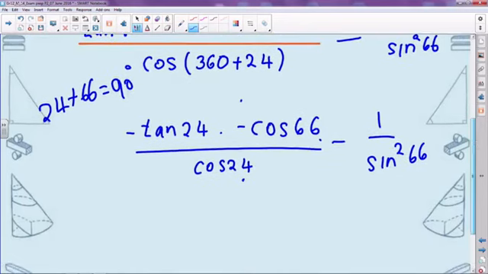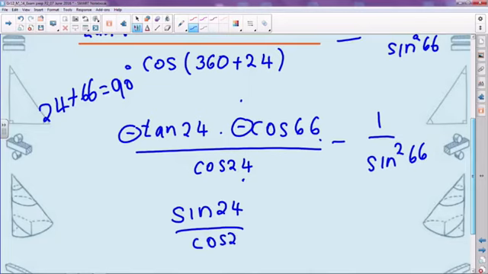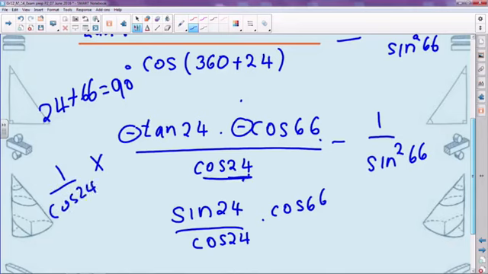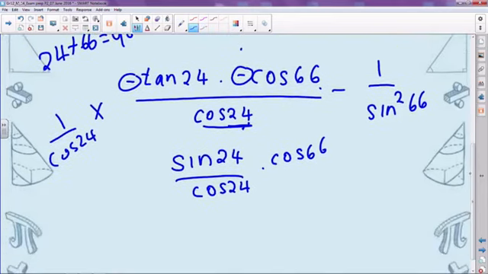Now, minus times a minus in the top is a positive in my numerator, so overall that's just going to give me a positive sign. Tan of 24, remember you can rewrite tan from identities as sine 24 over cos 24, and then we've got times cos 66. And then remember this was all over cos 24, so it's basically like saying times 1 over cos 24. But there's already a cos 24 here if I rewrite tan 24 as sine 24 over cos 24, so this is going to become cos squared 24 in your denominator. Okay, minus 1 over sine squared 66.